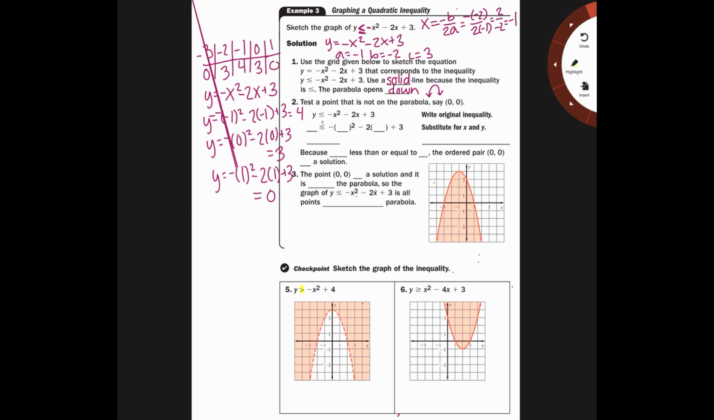So now I can plot those points. I have negative 1, 4, 0, 3, 1, 0, negative 2, 3, and negative 3, 0. And we said we're using a solid line here.